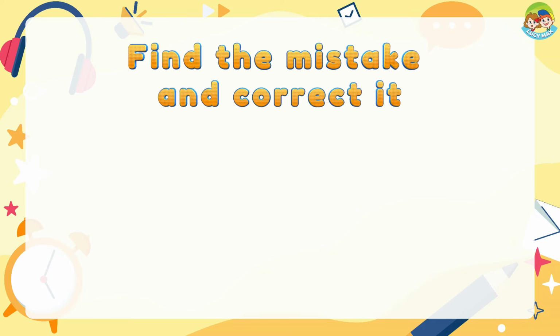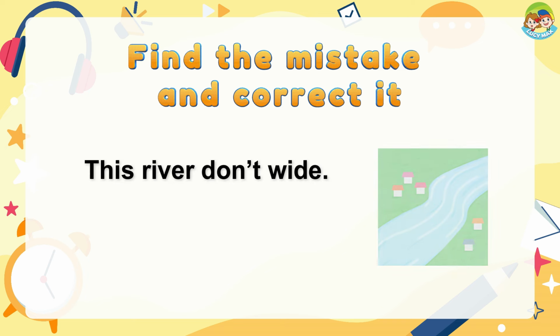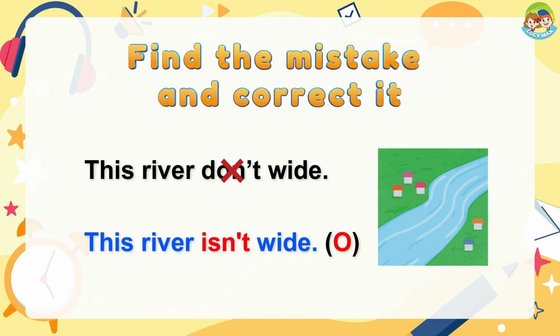Find the mistake and correct it. This river don't wide. Wide is an adjective. We do not use don't. The sentence should be, this river isn't wide.